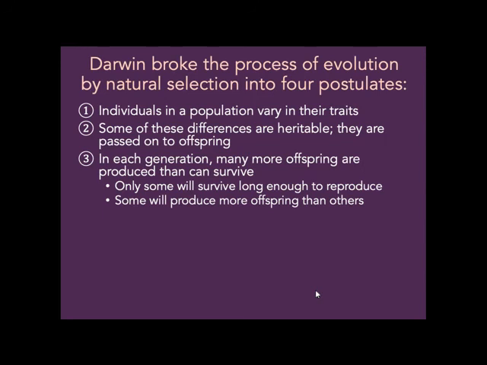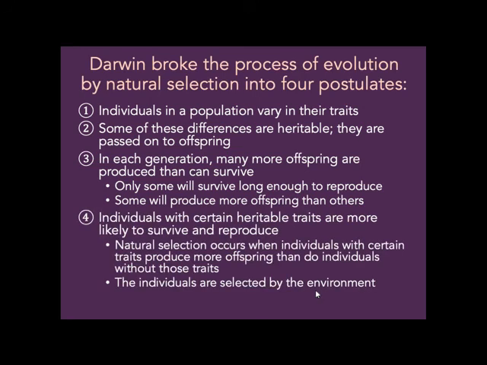Also, for the ones that survive long enough to reproduce, some of them will have a lot of babies and some of them not so many. The fourth postulate is that individuals with certain inherited or heritable traits are more likely to survive and reproduce. So natural selection occurs when individuals with certain traits produce more offspring than do individuals without those traits.